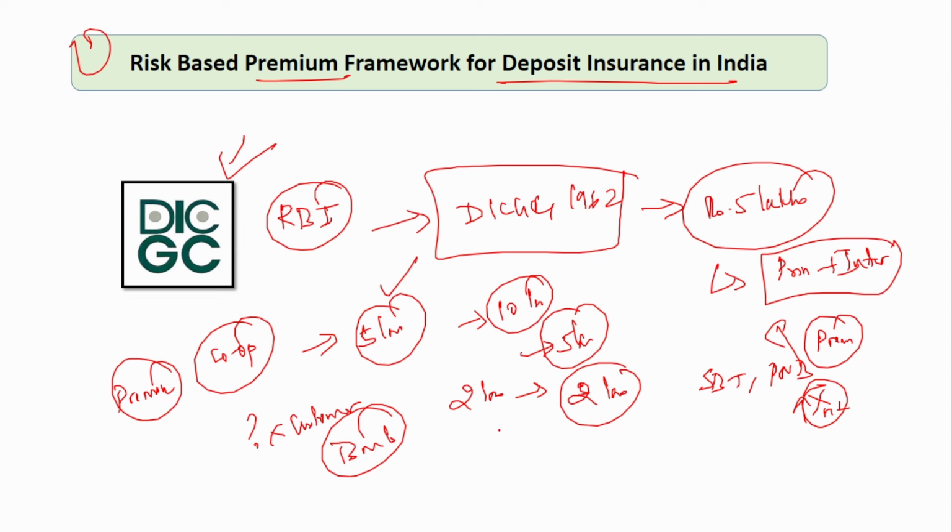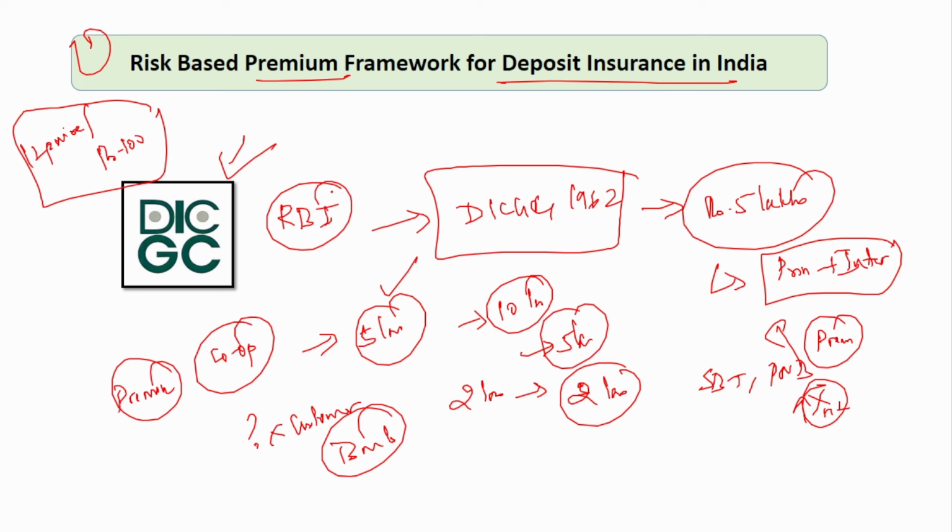Now, what is the premium amount that they pay? It is 12 paise per 100 rupees. This is very important. Remember, 12 paise per 100 rupees is the premium that the banks pay to DICGC for this 5 lakh insurance. Now, they have come out with a change.